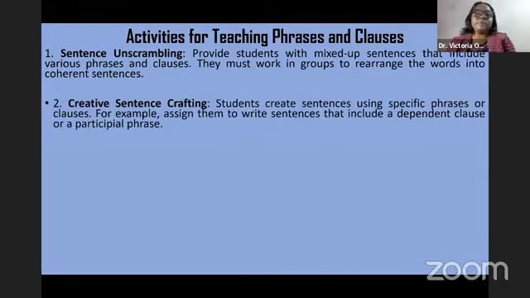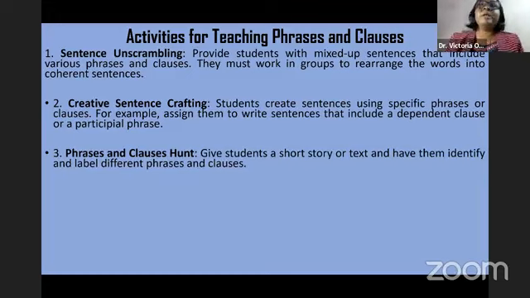Sentence crafting. They can create their own sentences using a particular tense form. They can do a phrase or a clause hunt. You give them a whole paragraph, or you ask them to come to school with a textbook or with a newspaper. And then either in pairs or in groups, you ask them to identify or label all the different phrases or clauses they see in a particular paragraph. So they can tell this is a noun phrase, this is an adjectival phrase, this is a prepositional phrase, and they see it in action.